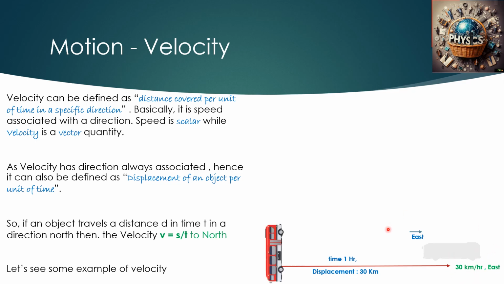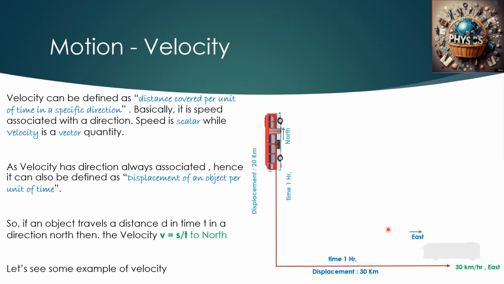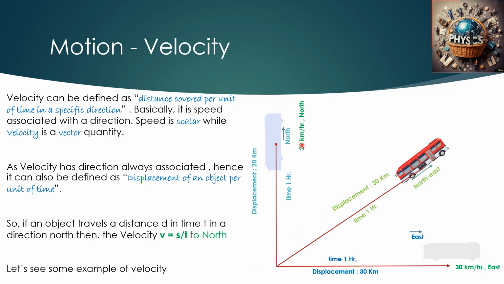Again, let's take the same example. It has moved towards north 20 kilometers and it has taken a time 1 hour. So nothing but 20 kilometer per hour in the north direction, right? It is moving in the northeast direction. It moved by 30 kilometer for 1 hour. So what is the velocity? Velocity will be 30 kilometer per hour in the northeast direction. So that's how we calculate velocity, which will also be associated with the direction.